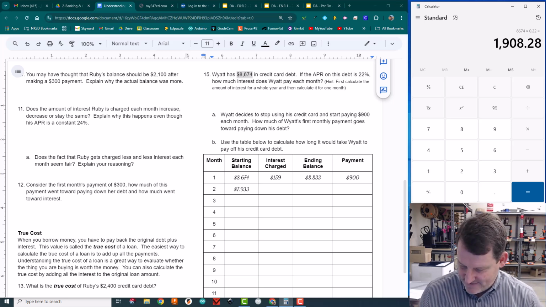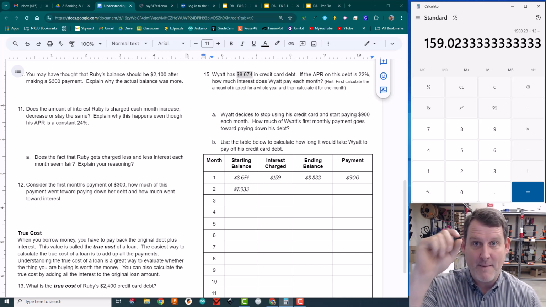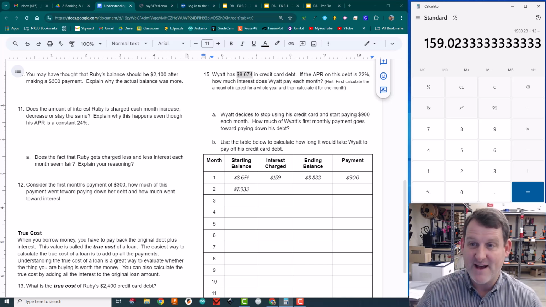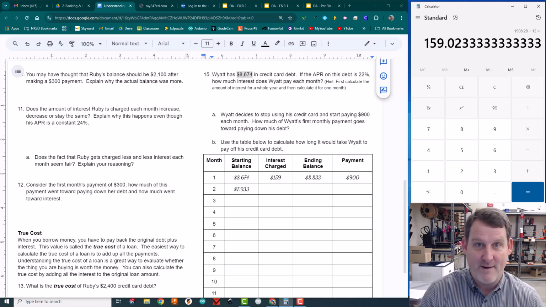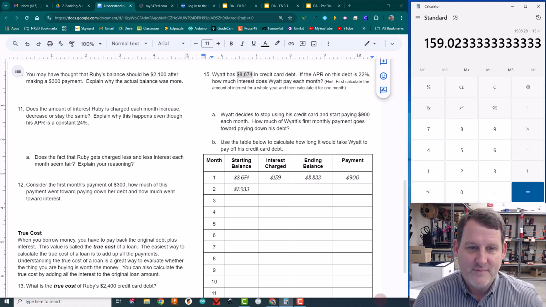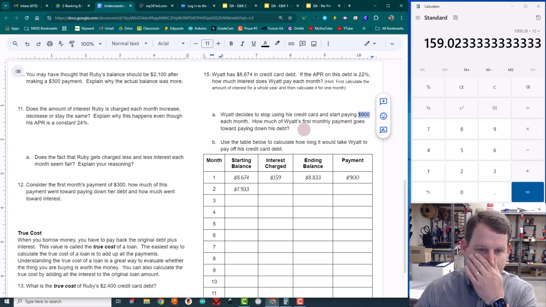And then divided by 12, and we get that he pays $159 in interest in the first month. Now, each month he makes payments, that amount's going to go down, but that first month is $159 in interest. That's a crazy amount of money for 1 month. All right. Now Wyatt's going to decide to stop using his credit card to pay it off, and he's going to do $900 each month, which is a huge payment, right? That's putting a lot of money towards this.